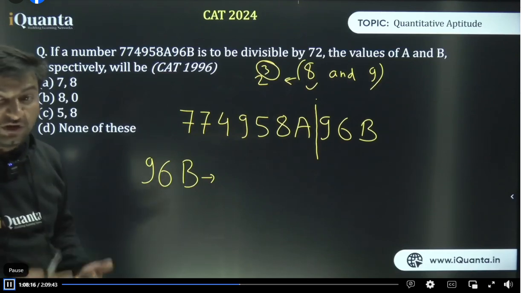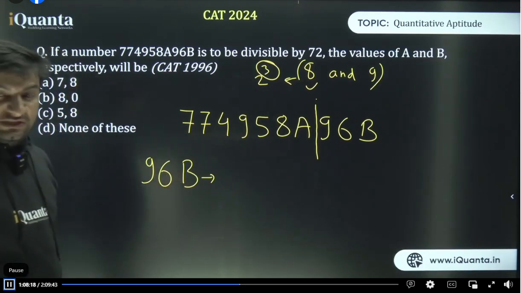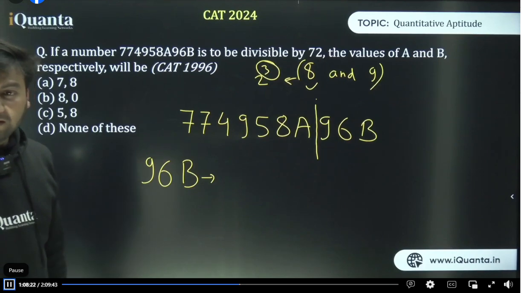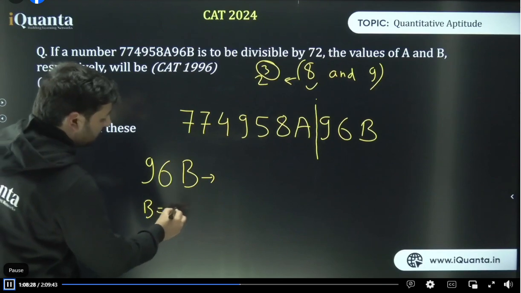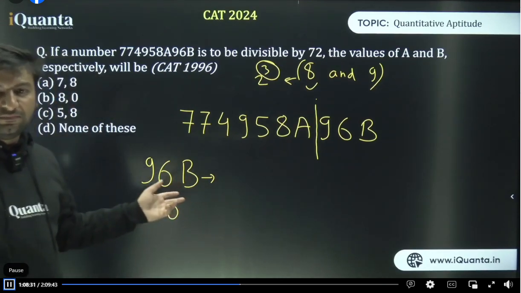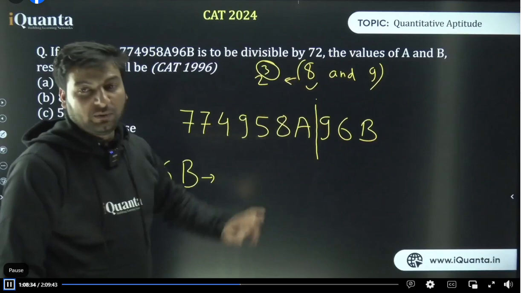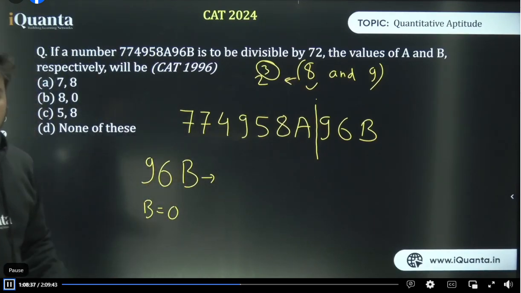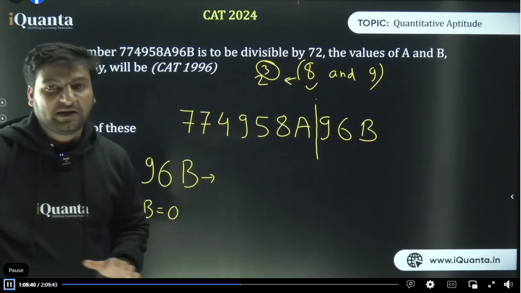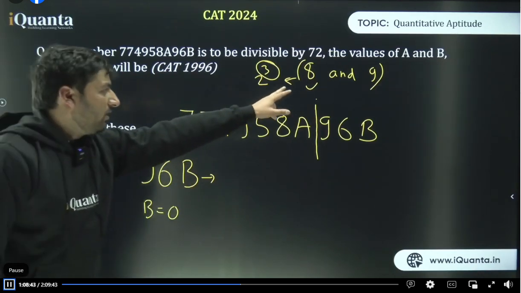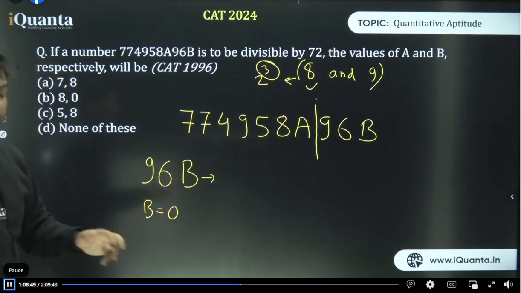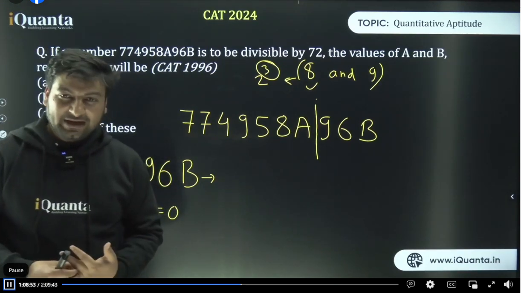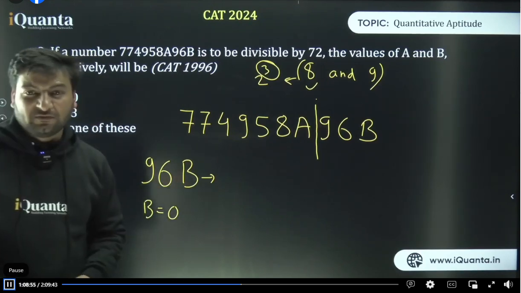I'm checking for 8, I'll come to 9, okay? If you put B equal to 0, we'll get 960. Is 960 divisible by 8? Yes. So B can be 0. Can B be 1? No, because if B is an odd number, dividing it by 8 will not be divisible. If you put B equal to 1, we get 961, and 961 divided by 8 is not divisible, okay? Then if we put 2, we get 962. Is 962 divisible by 8? No. If we put B equal to 3, it becomes 963. Is 963 divisible by 8? No. What about 4? So is 964 divisible by 8 or not?